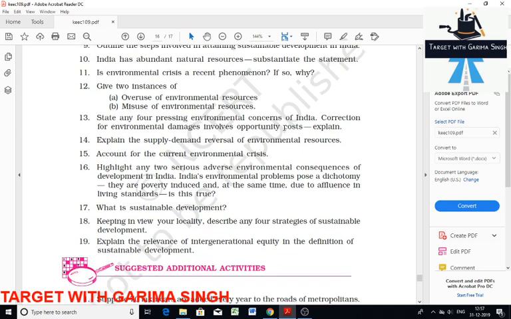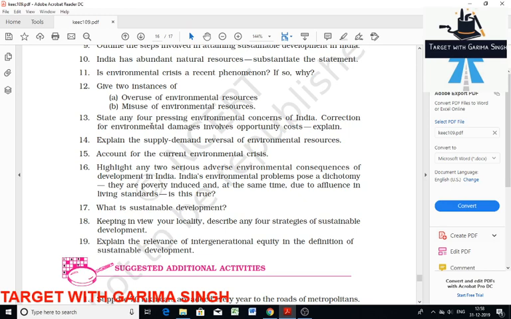State any four pressing environmental concerns of India. Correction for environmental damage involves opportunity cost. Explain. Pressing environmental concerns of India: global warming and ozone depletion. Global warming is a gradual increase in the average temperature of Earth's lower atmosphere as a result of the increase in greenhouse gases due to industrialization in recent times.